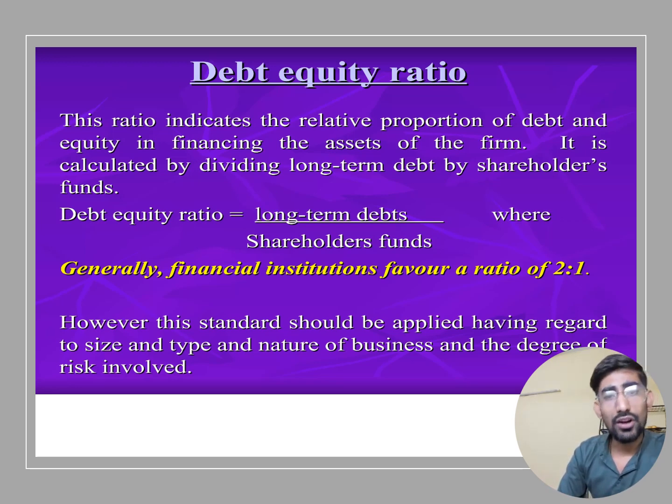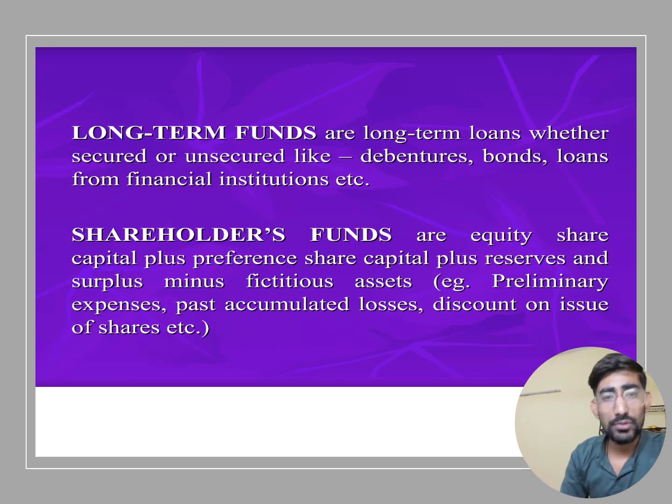So the formula is long-term debt divided by shareholders fund. Let us discuss what items are included in long-term debt, and what we mean by shareholders fund. Long-term funds are the long-term loans, whether secured or unsecured. That includes debentures, bonds, and loans from financial institutions or banks, etc. So basically, the debentures, bonds, and long-term loans shown in our balance sheet are included in the long-term debt, whether secured or unsecured.